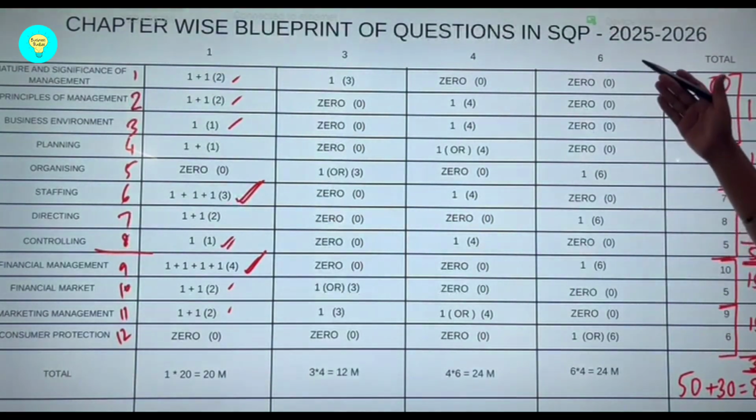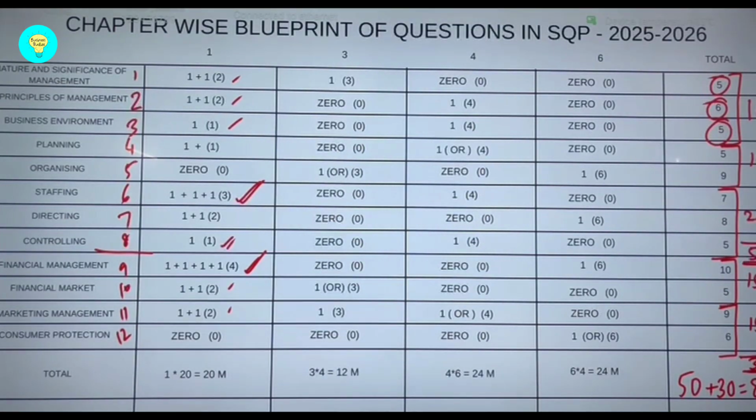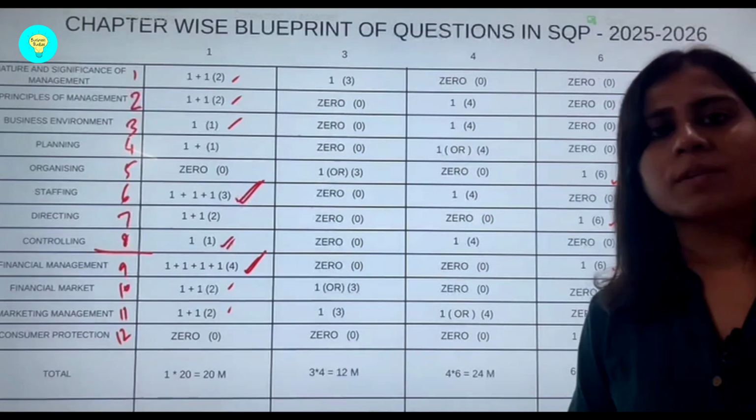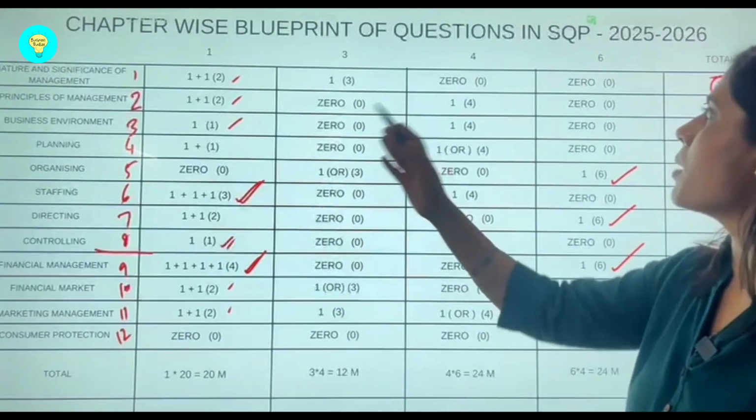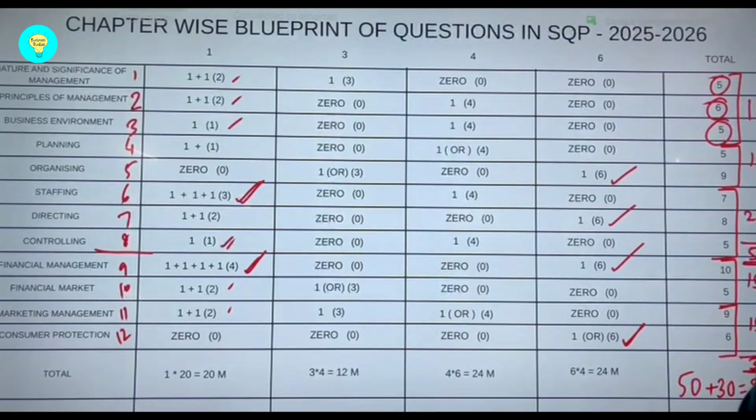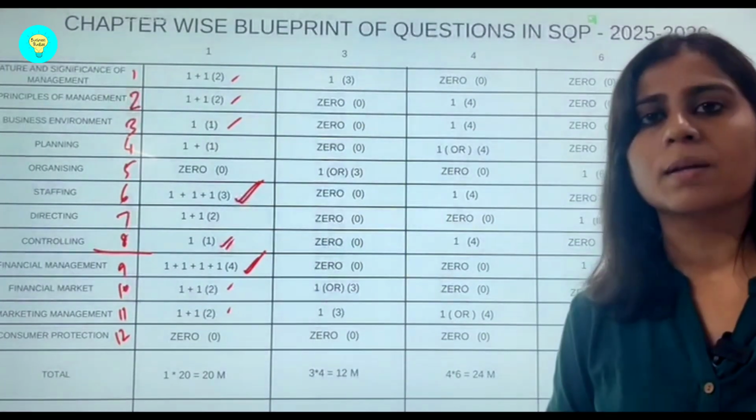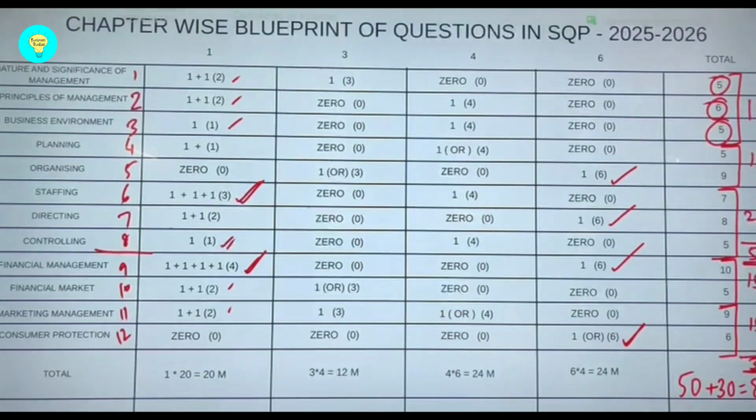And now let us have a quick look at the 6 markers. The 6 markers, which are 4 in number, are from the organizing chapter. Then 1 is from directing, yet another is from financial management, and the last one is from consumer protection. Now let us talk about those 5 internal choice questions, students. 2 from 3 markers, 2 from 4 markers, and 1 from 6 markers, and where exactly they have been put in as per the sample question paper.